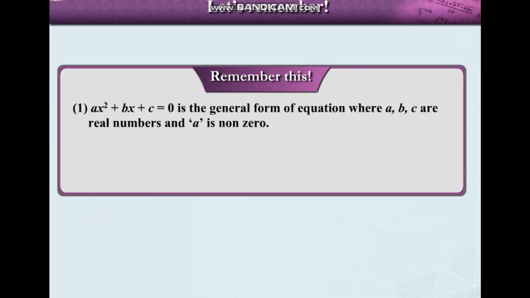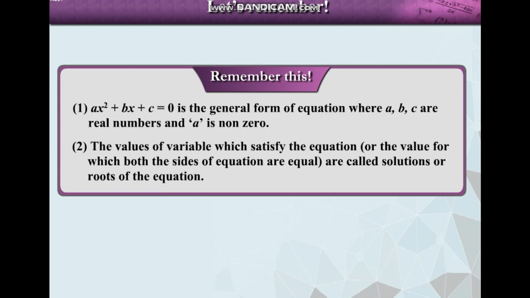Note 1. ax² + bx + c = 0 is the general form of a quadratic equation where a, b, c are real numbers and a is non-zero. 2. The values of the variable which satisfy the equation, or the values for which both sides of the equation are equal, are called solutions or roots of the equation.